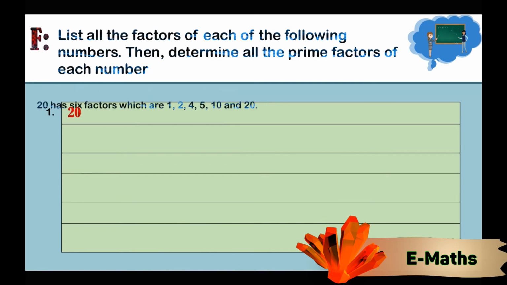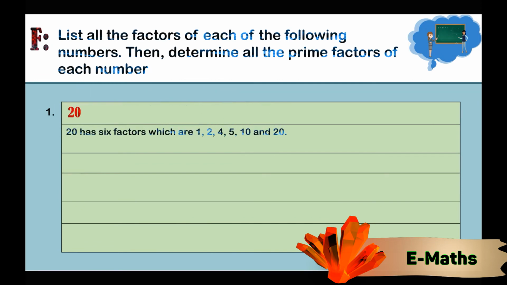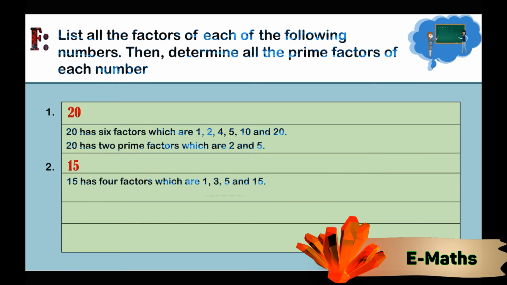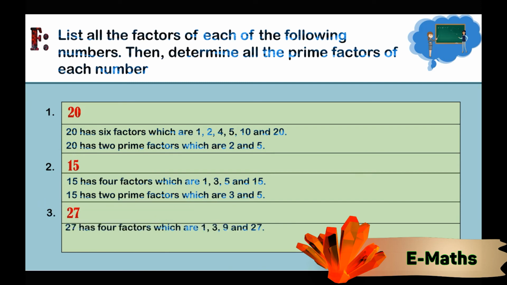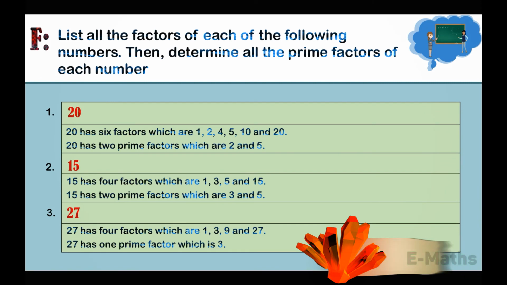Now, let's look at the factors again. 20 has 6 factors, which are 1, 2, 4, 5, 10, and 20. 20 has 2 prime factors, which are 2 and 5. 15 has 4 factors, which are 1, 3, 5, and 15. 15 has 2 prime factors, which are 3 and 5. 27 has 1 prime factor. It has 4 factors, which are 1, 3, 9, and 27. So the only prime factor is 3.